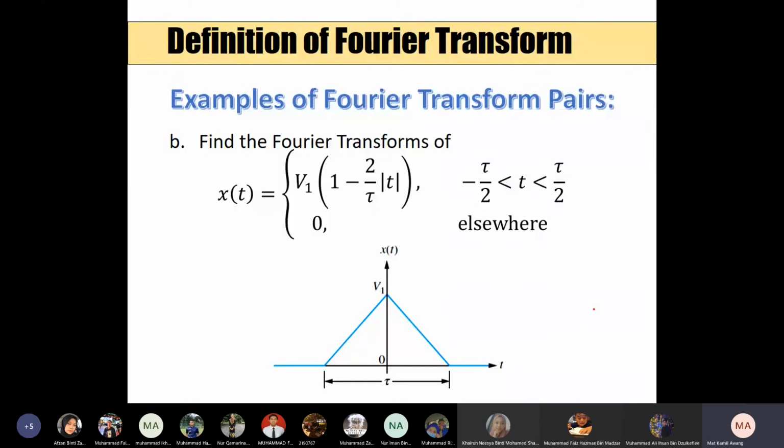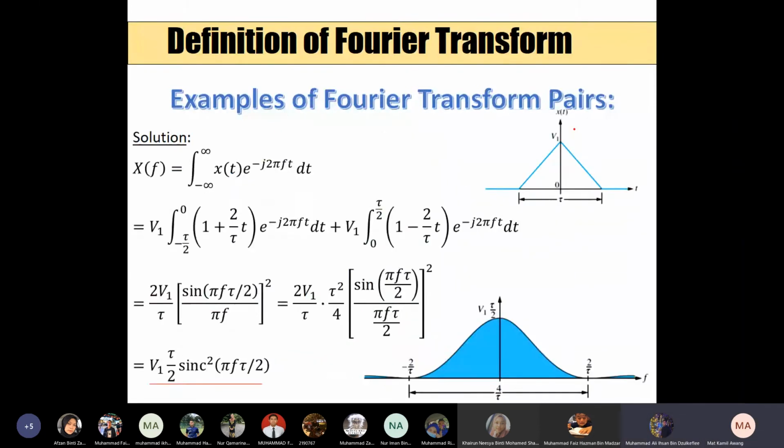Another example. If you are given a triangular function, x of t is equal to v1 times 1 minus 2 over tau times the magnitude of t, between minus tau over 2 to tau over 2, and 0 elsewhere, find the Fourier transform for this. You set up the same equation. So this part is for this part, and this part is for this part. Okay? And you do the math, so you get this. Right? The calculus, your integration. This is time for you to review your integration. Right?